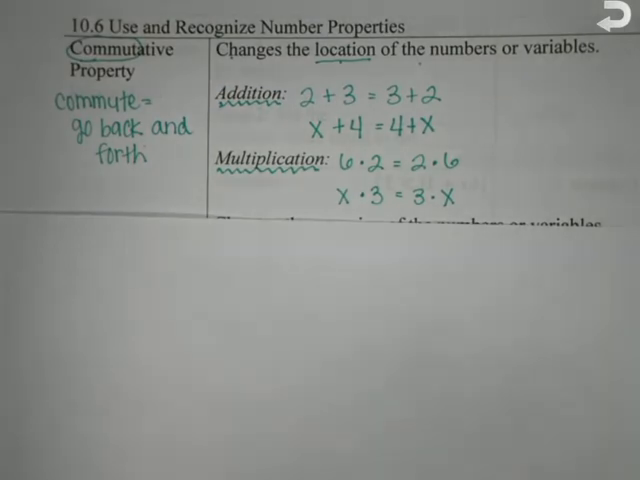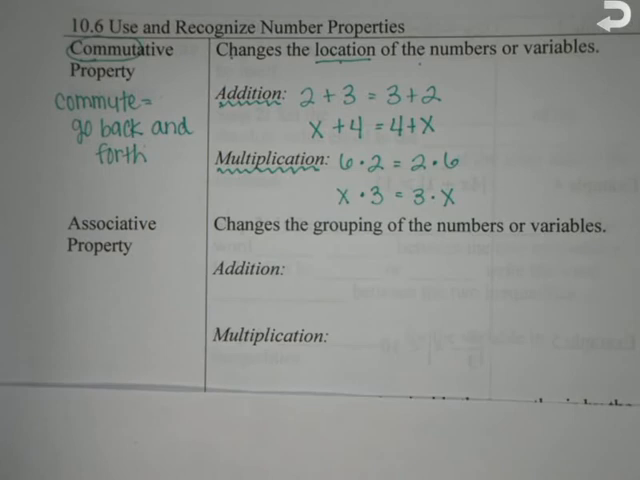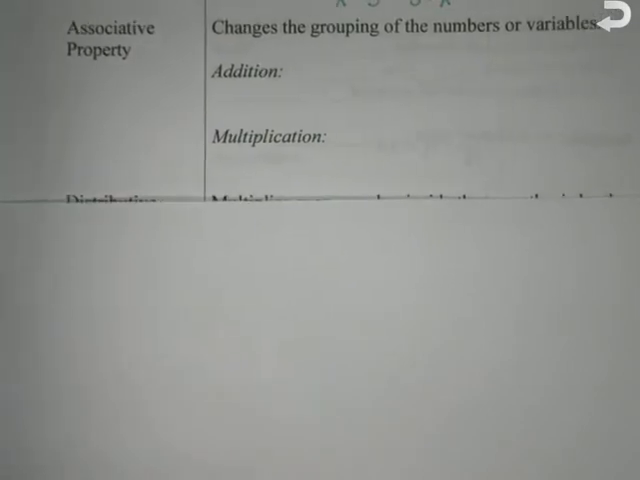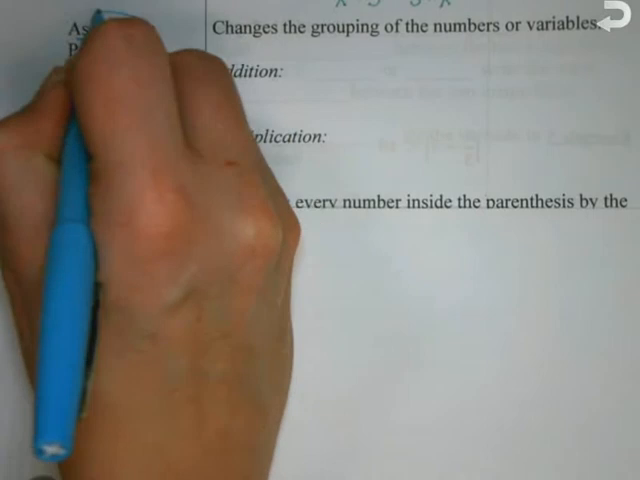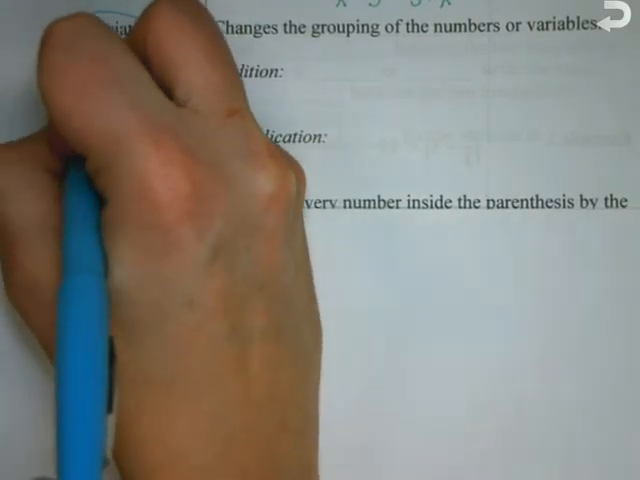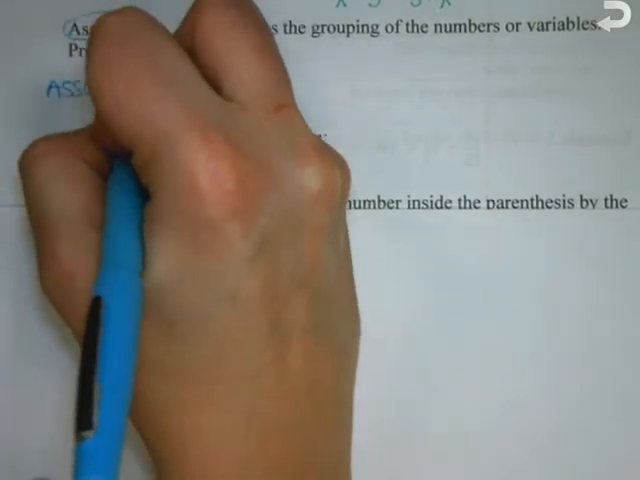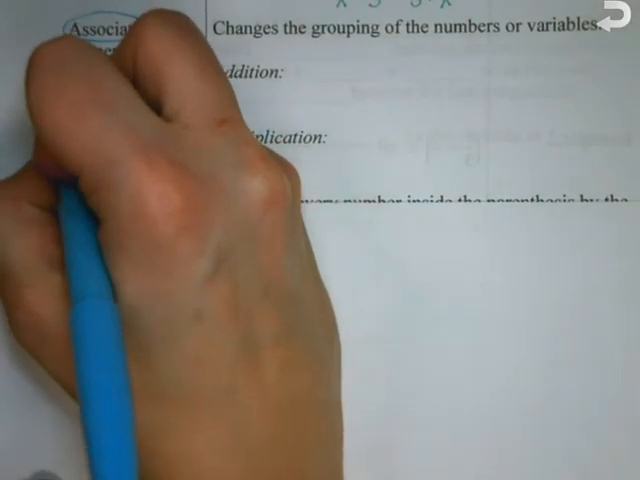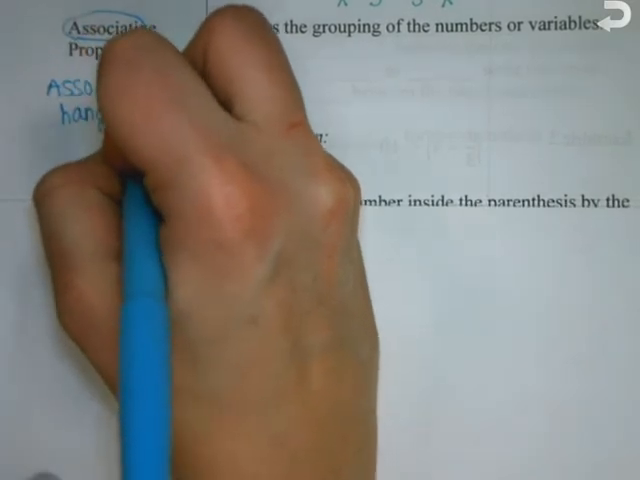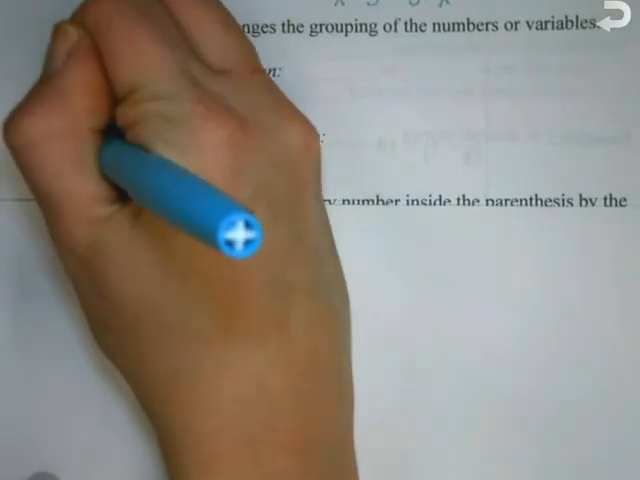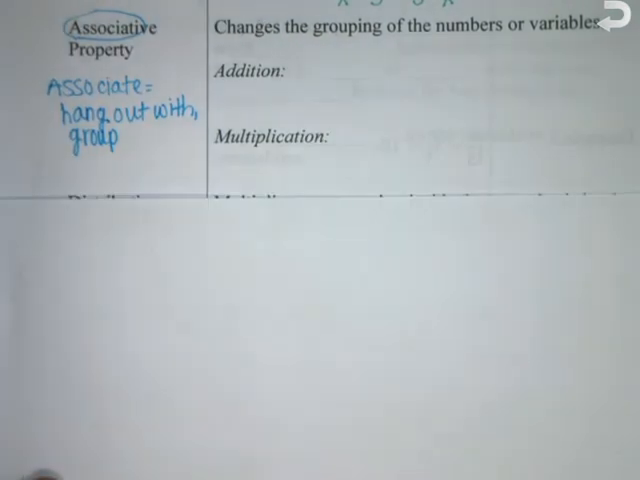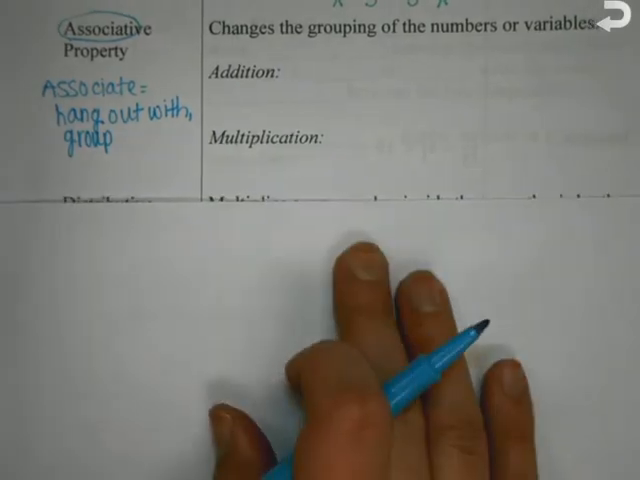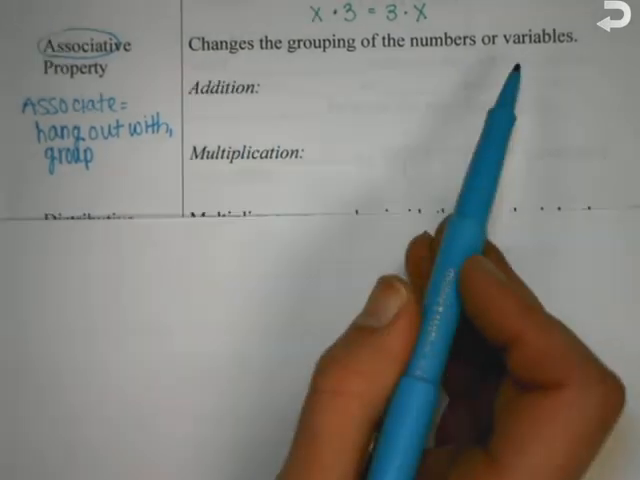Okay? What about associative? What does the word associate mean? To talk to, hang out with. It's a group of people, right? So the word associate is the same as like a group of people that you hang out with. So it can be hang out with, a group, like association. Okay, so the associative property changes the way the numbers or variables are grouped.